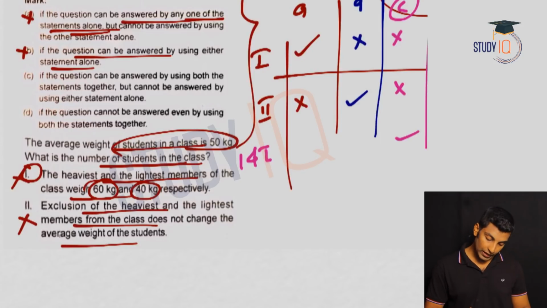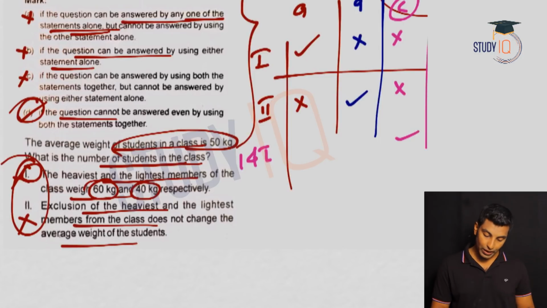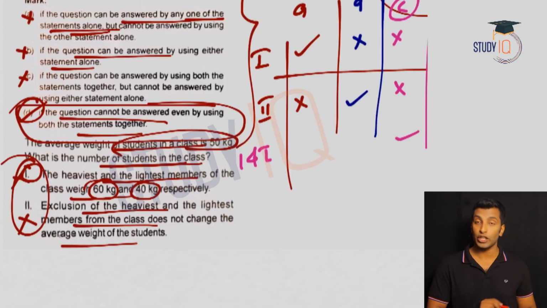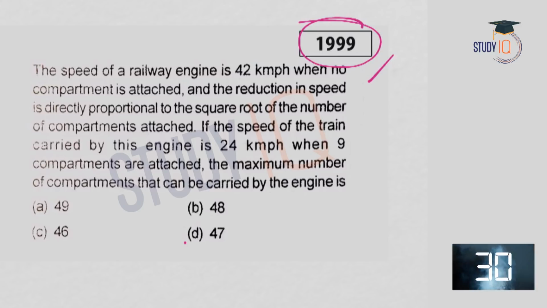Now what we need to do is see both together. Still, there is no mention of the number of students and you can't find the answer. So C is also not your answer. So the answer for this question is D. You don't have to do anything, you will get the answer just like that if you know the concept. Okay, take a minute and solve this question. Slightly tricky question.